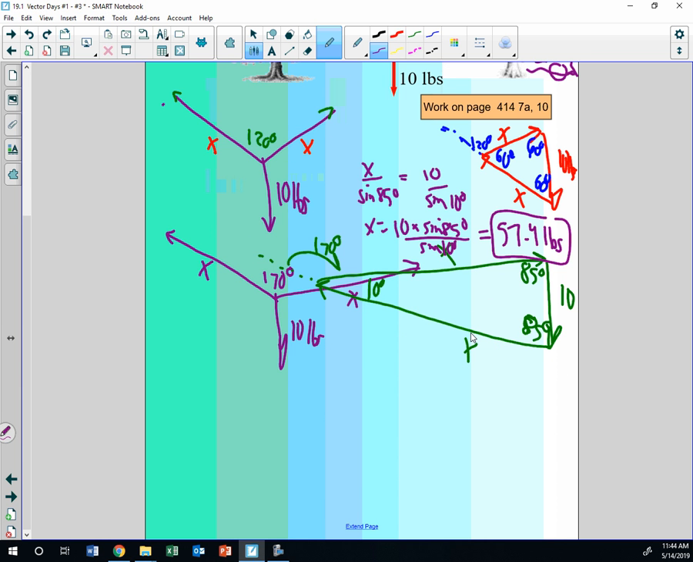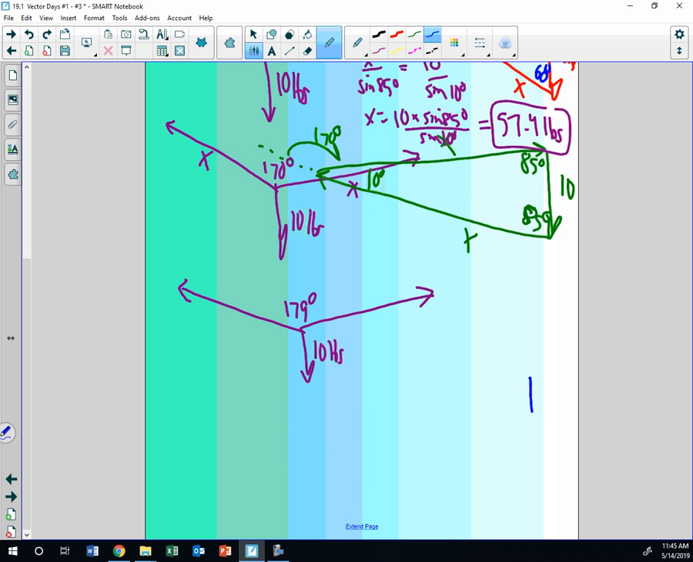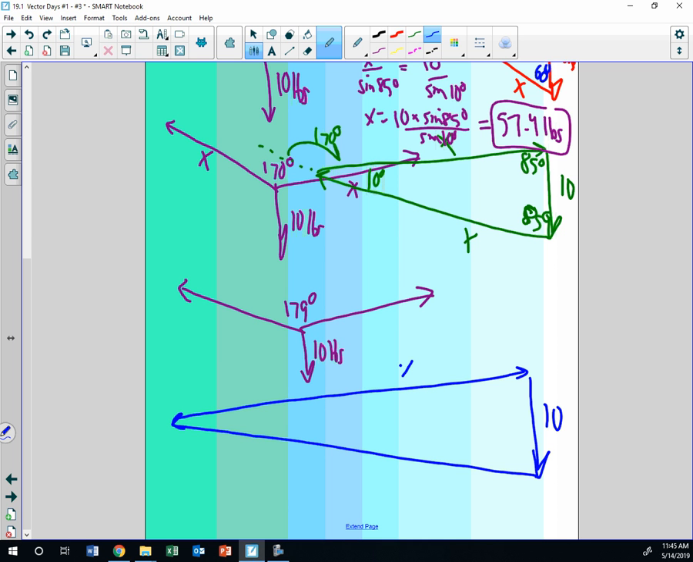Let's tighten it up some more. So this time we're going to tighten it up, and it's going to be almost 180. Let's make it 179 degrees, still applying that force of 10 pounds. Okay, so let's do the addition here. 10 pounds, X, X, but this time this angle is 179 degrees.